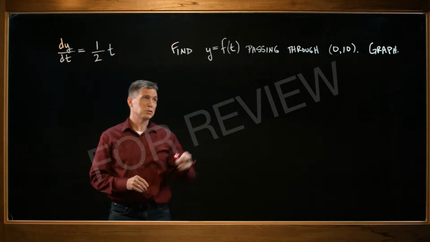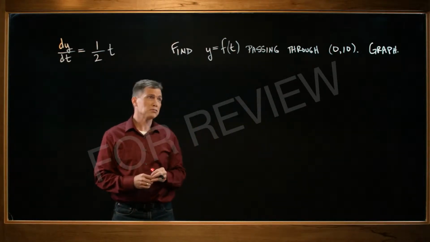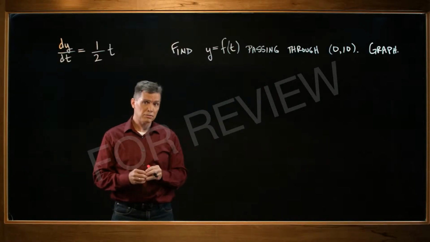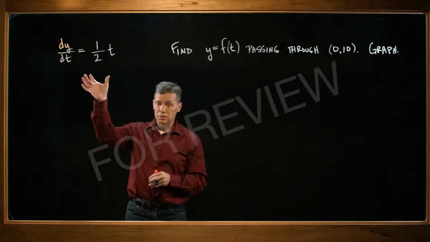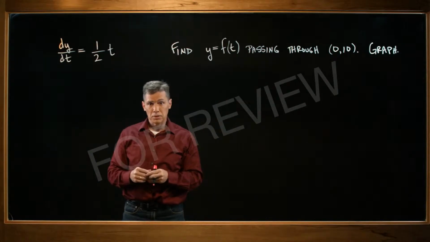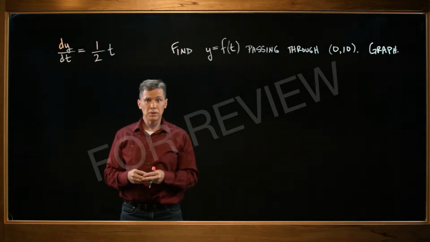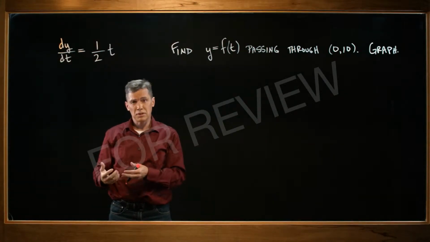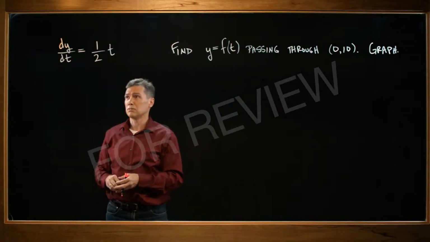I paraphrased a little bit, but we are supposed to find the function of t that passes through the point 0, 10, and then we're going to graph. And the function is supposed to have this derivative. They give that to you. So this really ends up boiling down to a differential equations problem, because we're going to take this equation, which has the derivative in it, and try to find the solution, the y function.